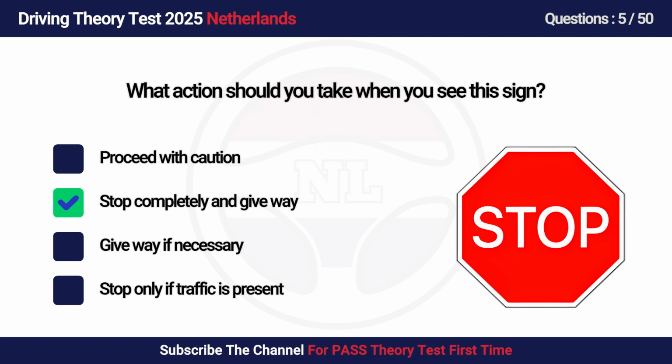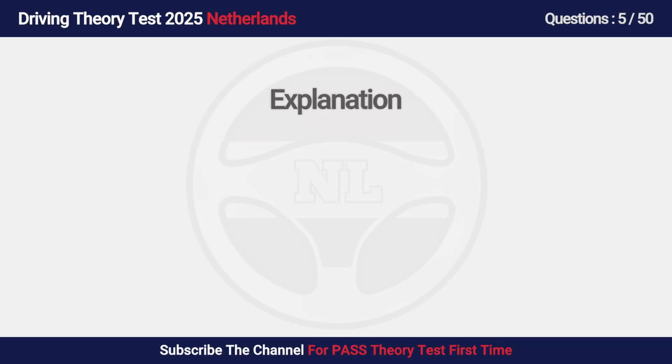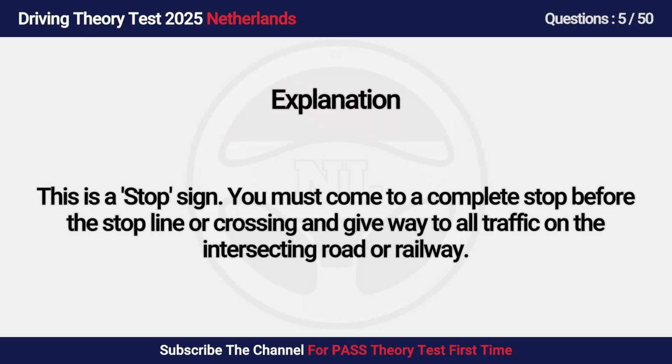Answer is B. Stop completely and give way. This is a stop sign. You must come to a complete stop before the stop line or crossing and give way to all traffic on the intersecting road or railway.